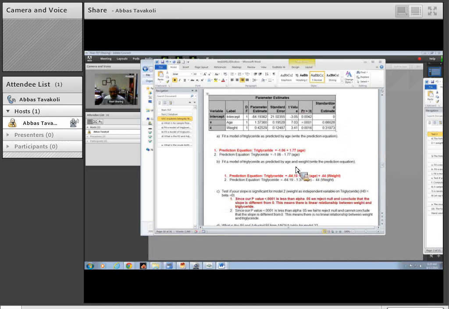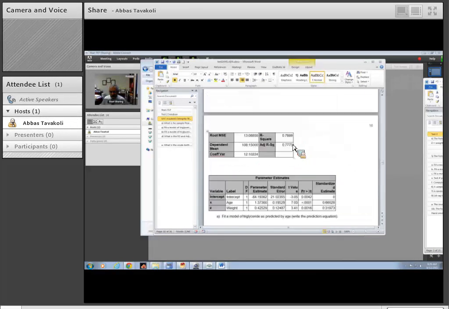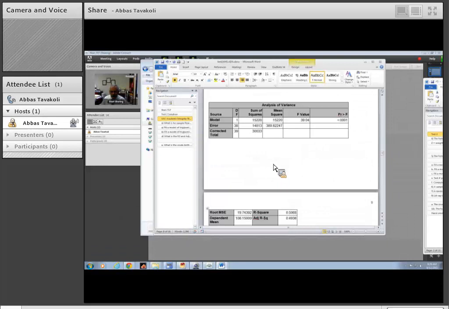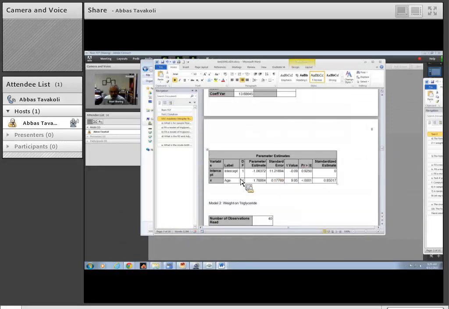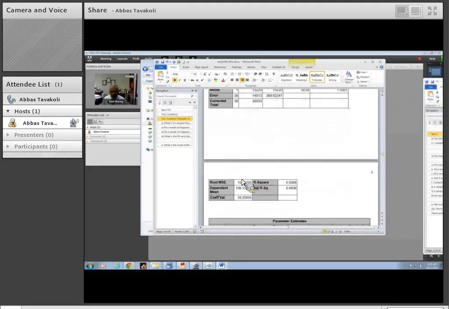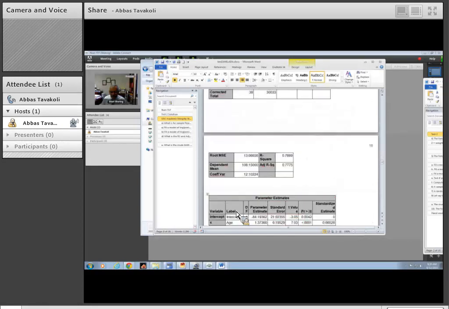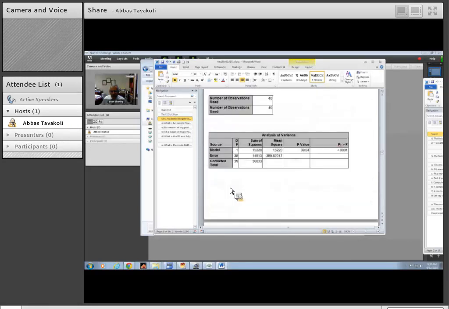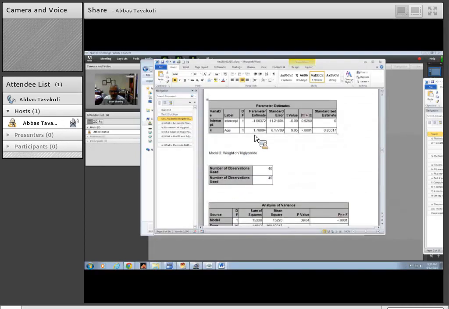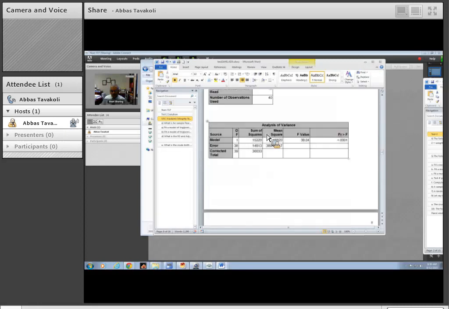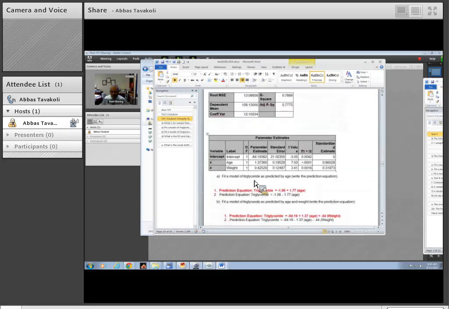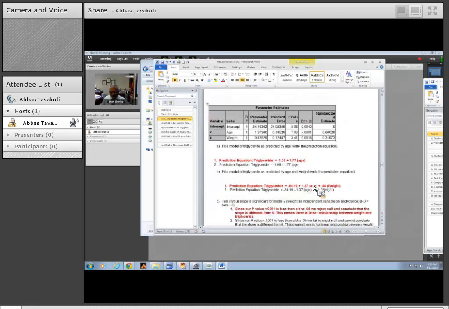It's so predicted by age. So age was our x variable. So you find the model with x. So that was weight. The first model is age. This is your intercept. This is your slope. So you would write the equation as triglyceride equals negative 1.06 plus 1.77 age. So it was positive, the intercept.